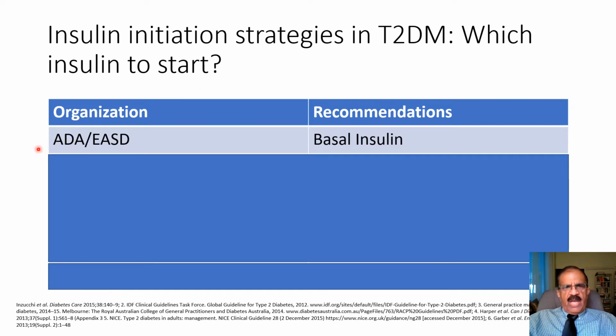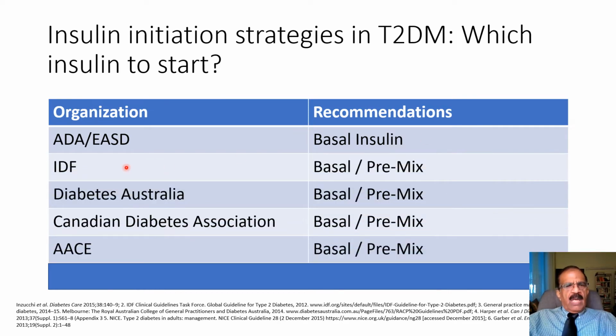There are various societies. The American Diabetes Association and the European Association for the Study of Diabetes jointly recommend that the best insulin to start with is basal insulin. Why? Because basal insulin is just once a day and most convenient, and I think patient acceptance is high. The IDF, which is the International Diabetes Federation, Diabetes Australia, the Canadian Diabetes Association, and the American Association of Clinical Endocrinologists, these are also big societies. They say basal is good, but you could also start with pre-mix.